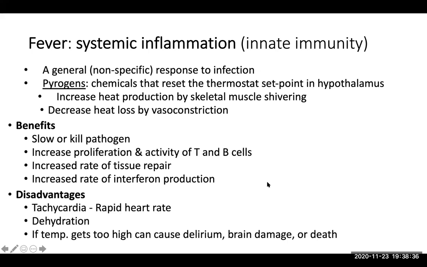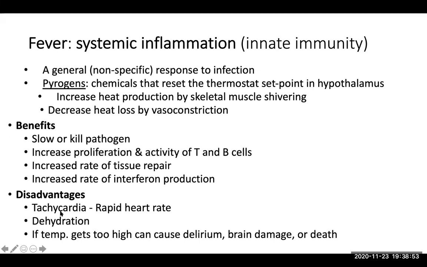A lot of people are afraid of fevers. You shouldn't be, but you should always monitor a fever. You should have a thermometer handy. You should know what your normal temperature is. That way you'll know when you have a fever. And then you should monitor how high the fever gets.